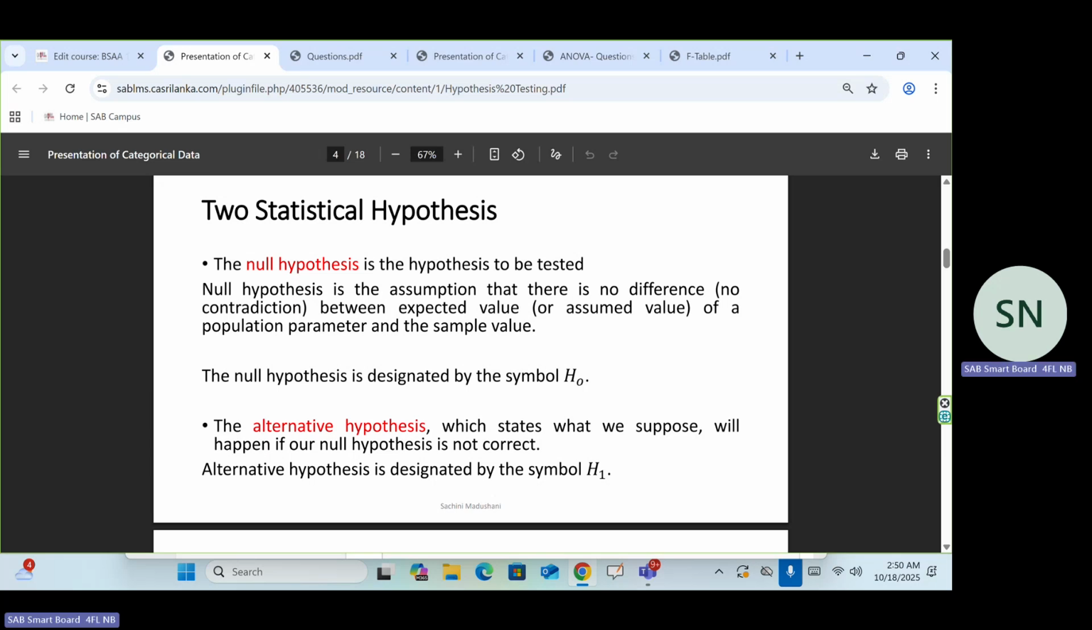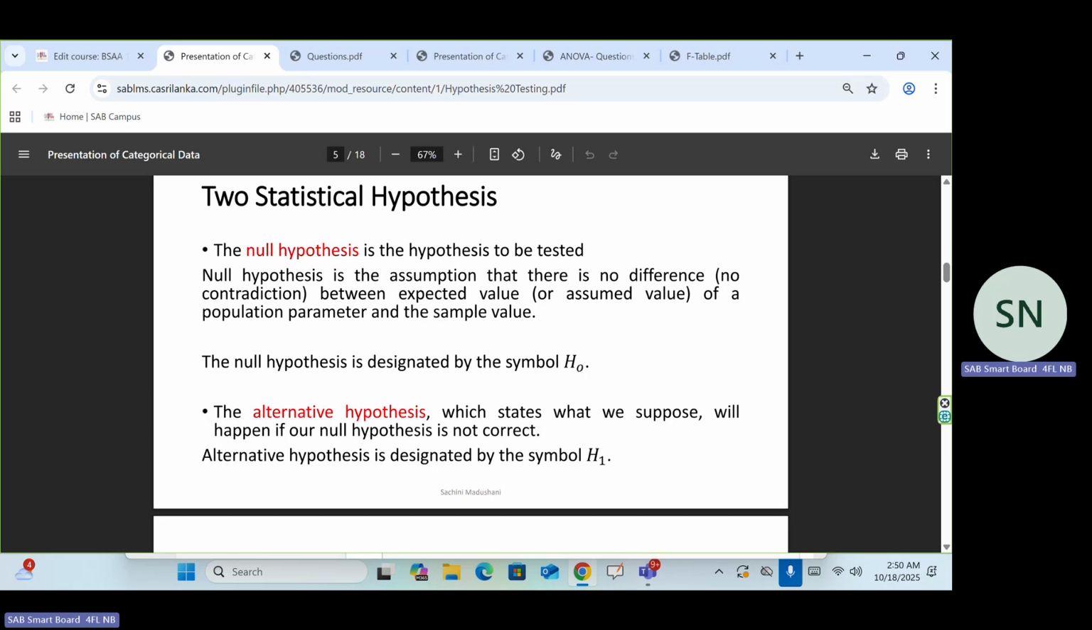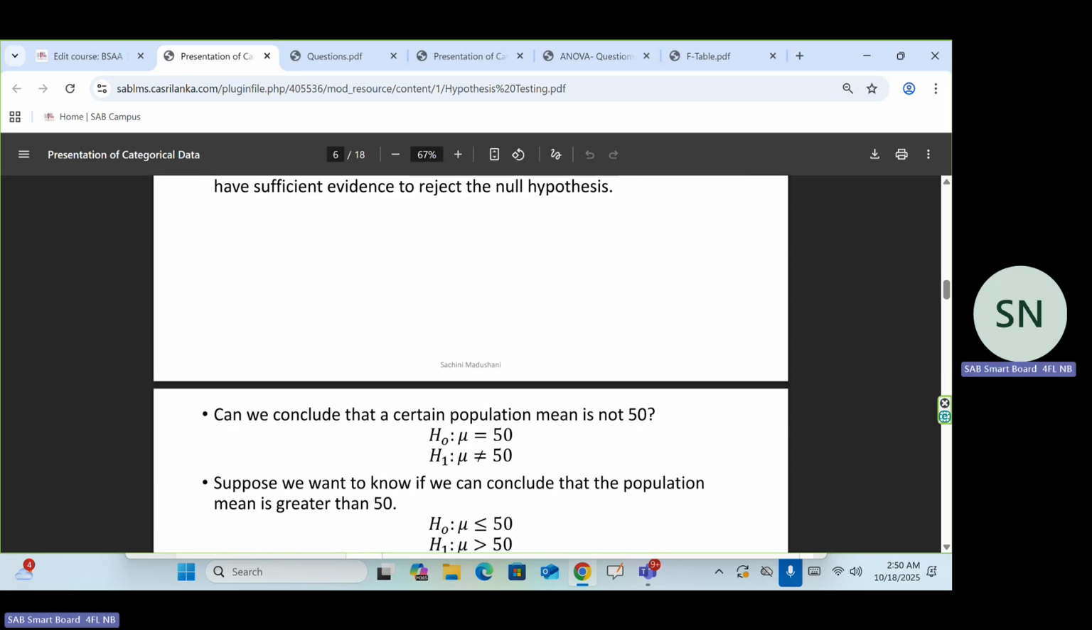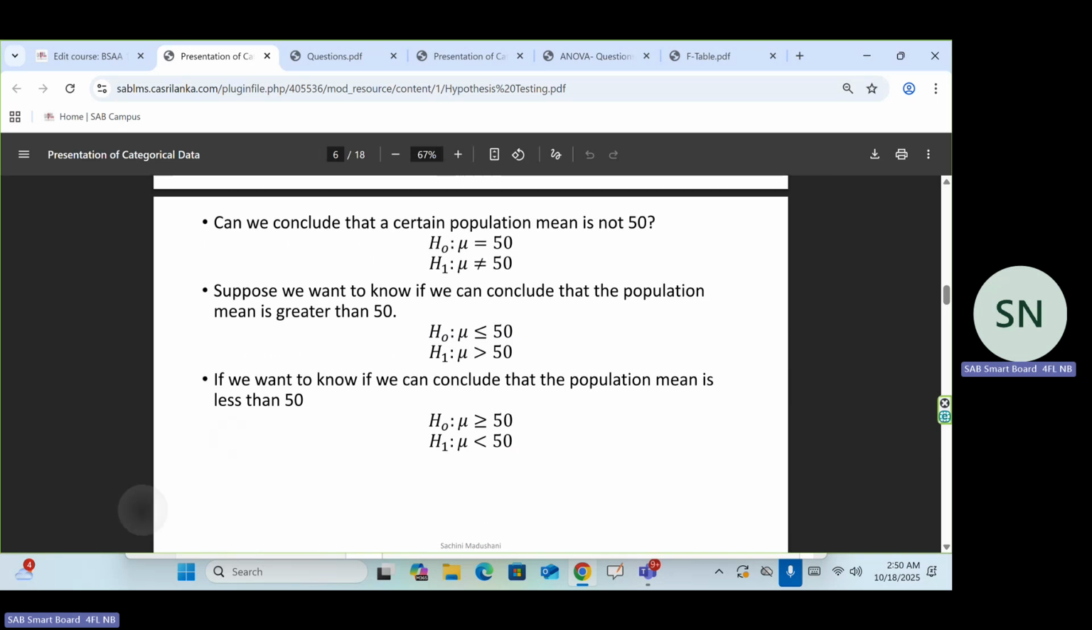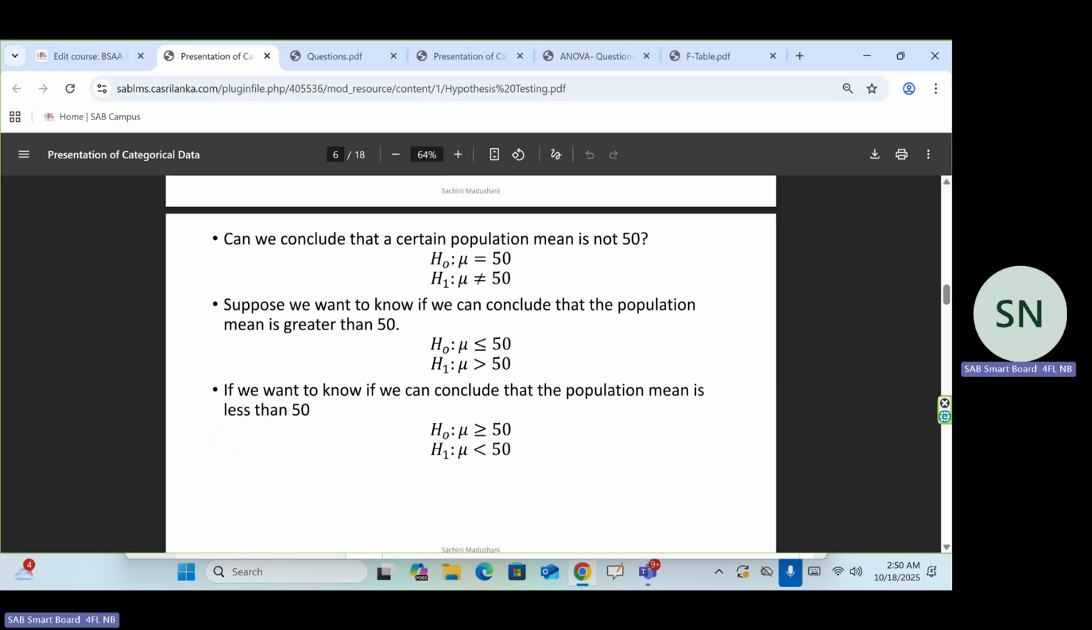Now clear? Okay. Then this is the way we can write the hypothesis. Normally, first we write down the null. Secondly, we write down the alternative one. It means H0 we write first. Secondly, we write the H1.